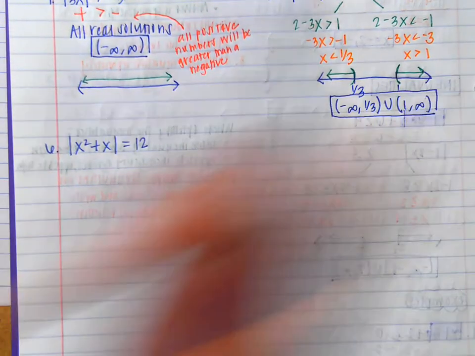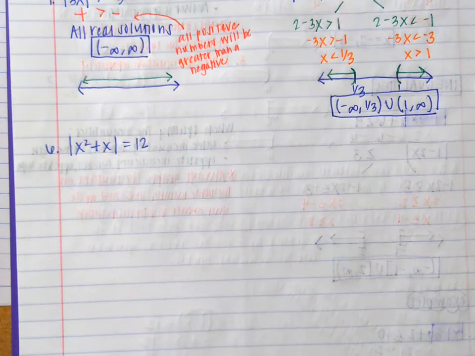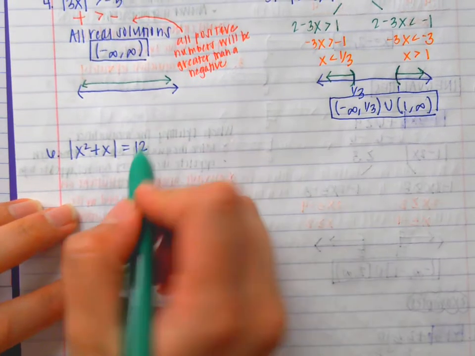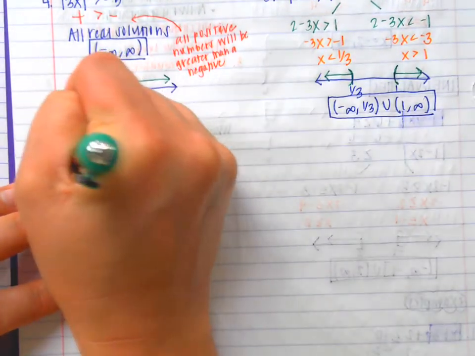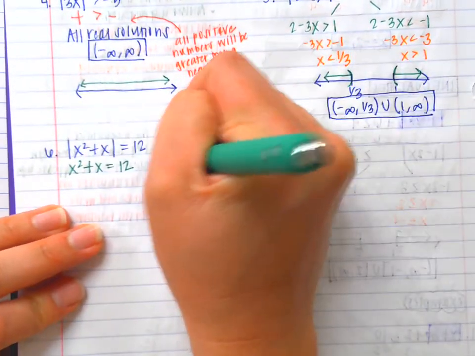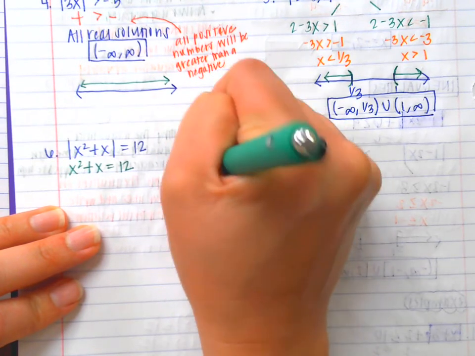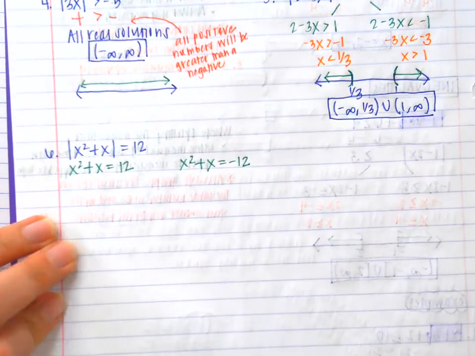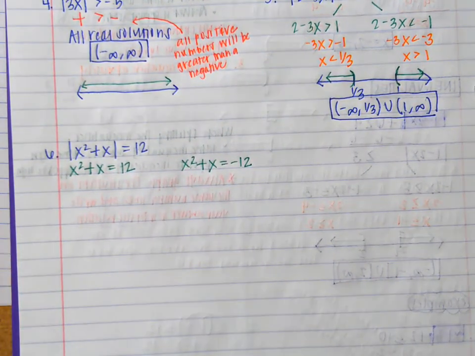So, is our absolute value expression isolated? And the answer is yes. So from there, what we're going to do is split it into our two equations. One equation where it's equal to the positive, so x squared plus x doesn't change, equals 12. And then the other one, x squared plus x equals the negative answer, so negative 12. And now I'm going to solve this.